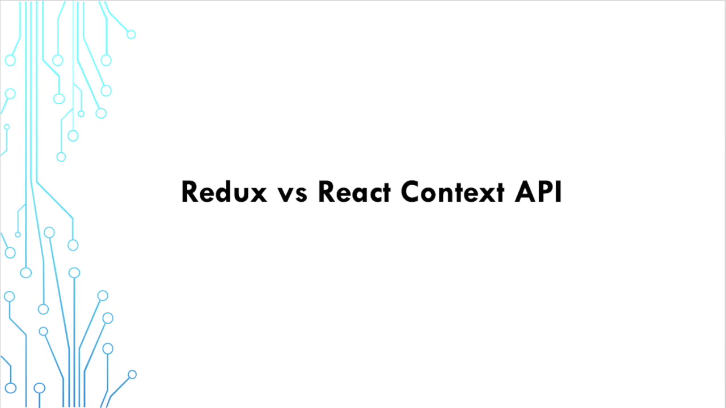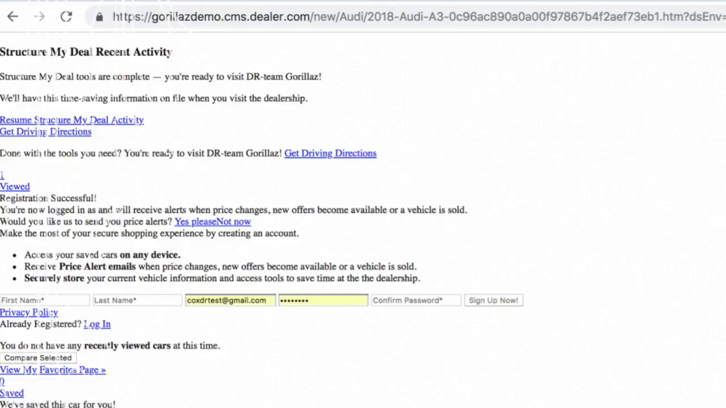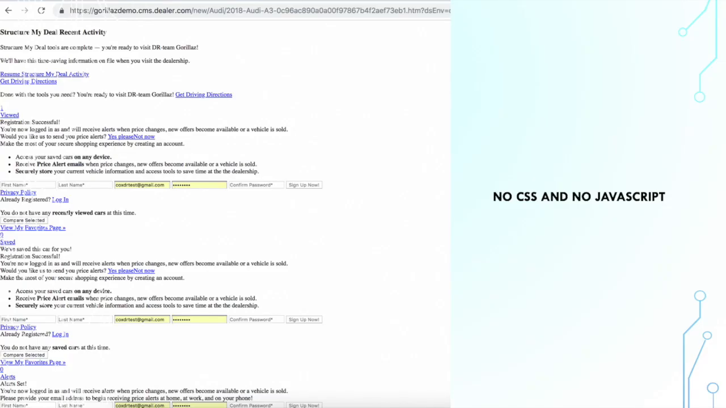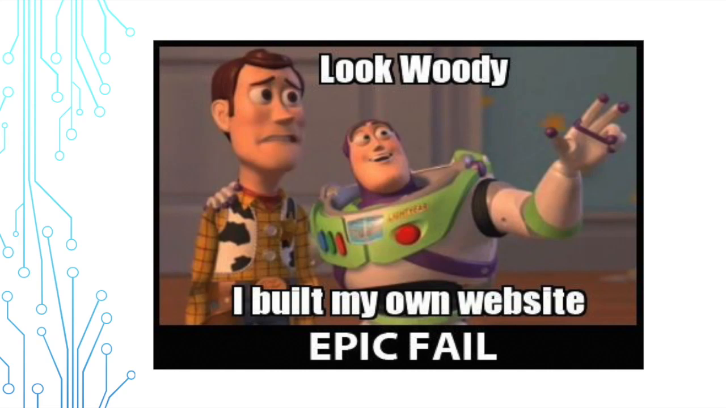We're going to be talking about Redux versus React context API. But before we talk about that, let's take a quick look at how a website used to look. How about that? No CSS, no JavaScript. Who wants to use something like this? Loads fast. Yeah. But now, when we think about a website like that, especially our users, they want more functionality.